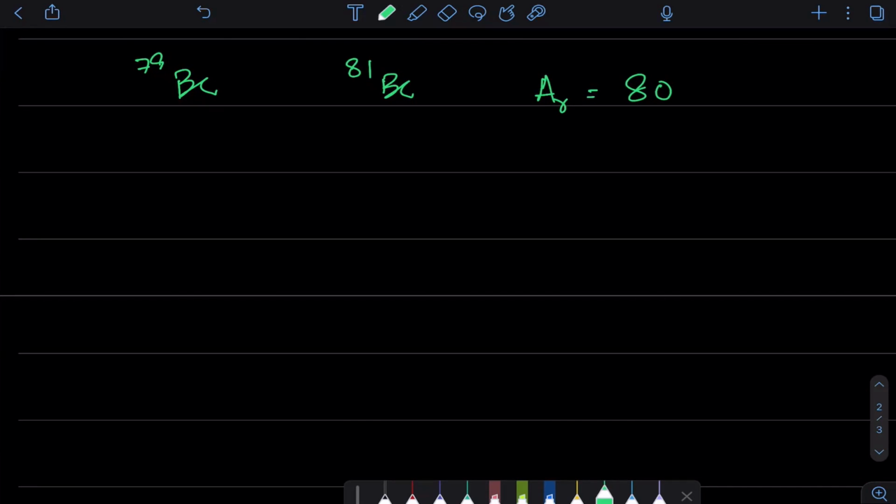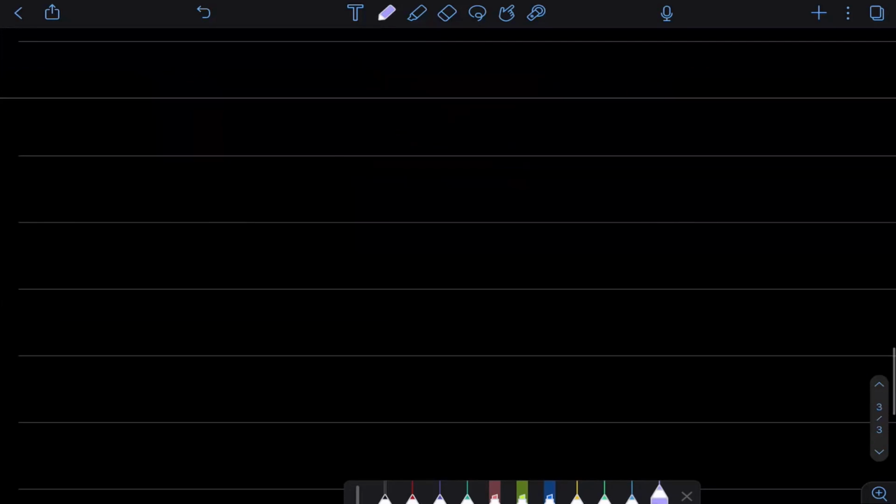So the answer is, because this is right in the middle, this should be 50 and 50%, both of them. So they are both equally present. So that's how you figure out the AR. Now we have calculated AR. So the next thing is MR.